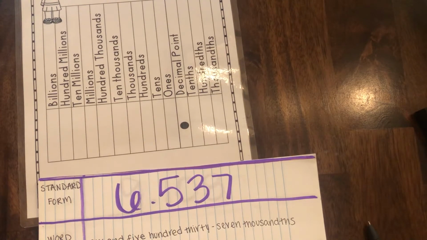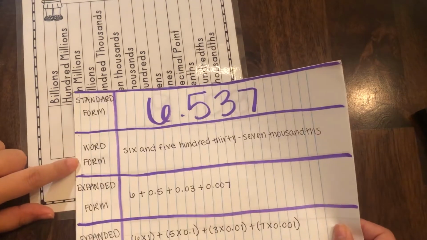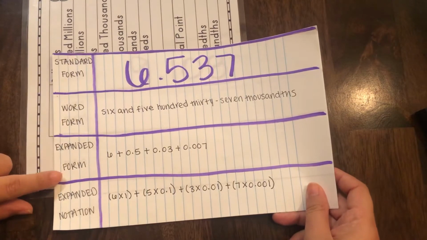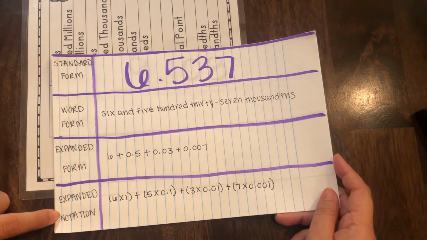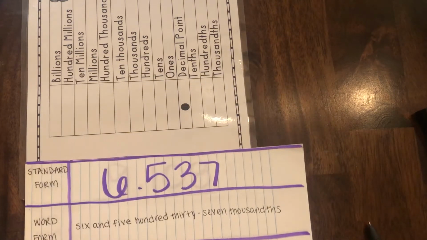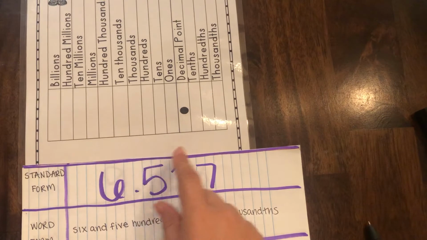Hey guys, today we're going to represent the value of a decimal using 4 different formats. One of them is standard form, word form, expanded form, and expanded notation. Okay. So first we're going to be going over our place value.